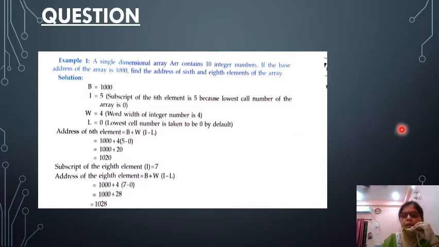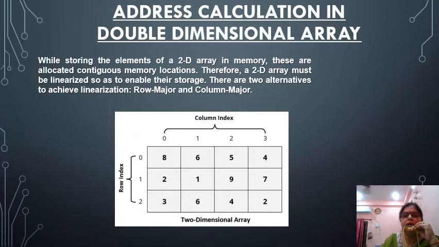Now we will come to our second topic, double dimension address calculation. Now we are going to do double dimension address calculation in array. See how we are going to do. While storing the elements of the double dimension array in memory, these are allocated continuous memory locations. You all know that an array is a continuous memory location. Therefore, a 2D array must be linearized so as to enable their storage.